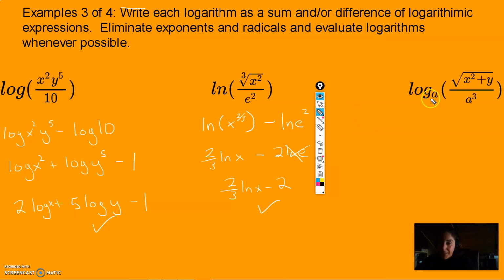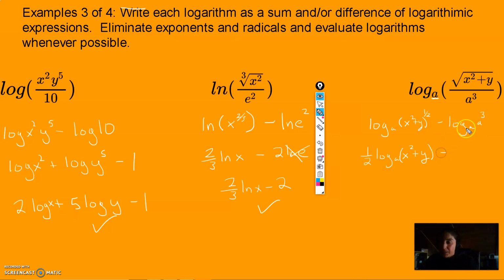All right, this is log base a, so the base matters. So this first thing, let's split this quotient into subtraction. So log base a of, and I'm going to make this a fraction again, x squared plus y square root, which is to the 1/2 power, minus log base a of a cubed. Then I'm going to invoke power rule, and 1/2 is going to come down here in front. 1/2 log base a of x squared plus y in here.